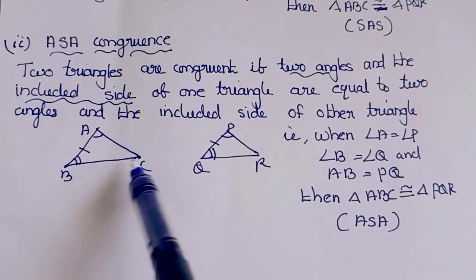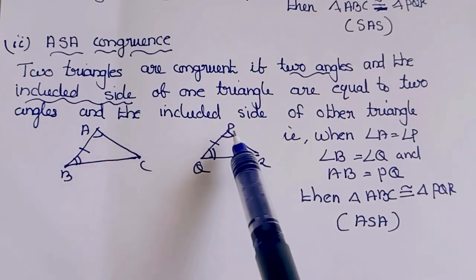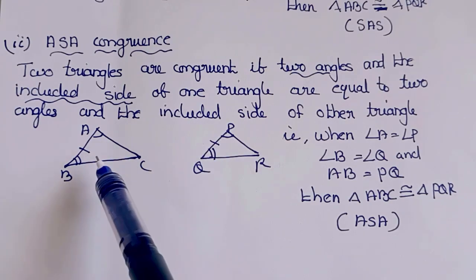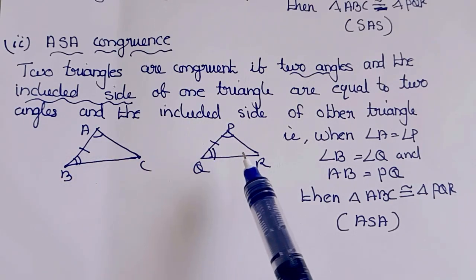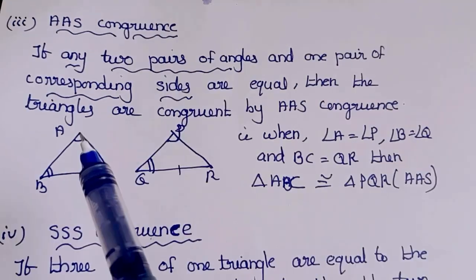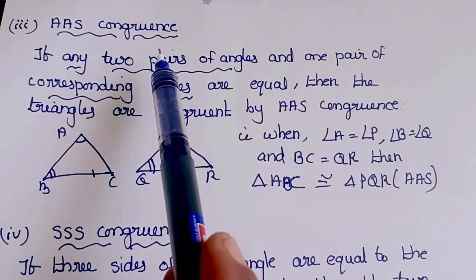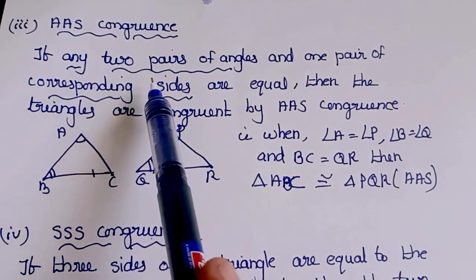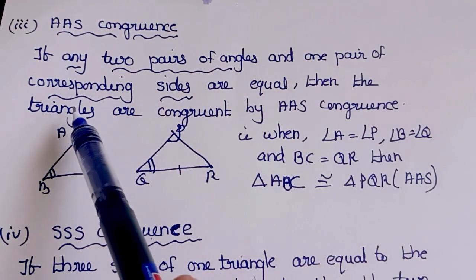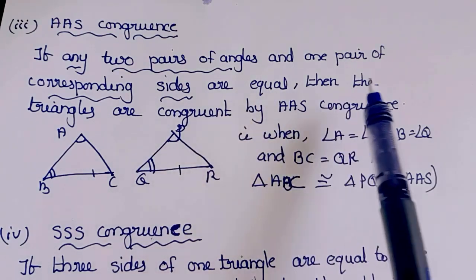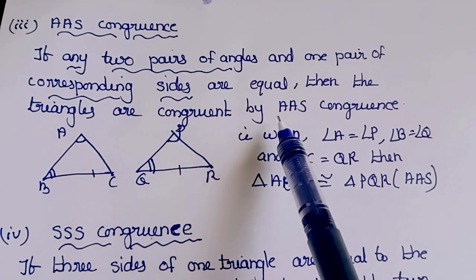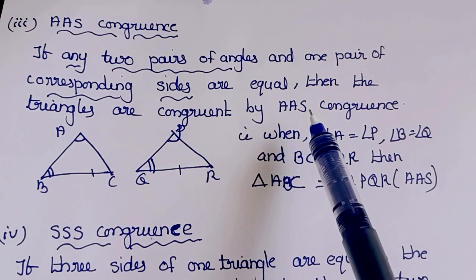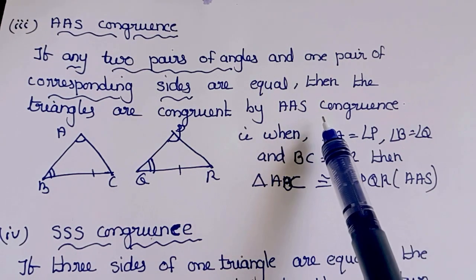Okay, in triangles ABC and PQR, if angle A equal to angle P, B equal to Q and AB equal to PQ, then the triangles are congruent by ASA congruence. Third one, AAS congruence, that is two angles and a non-included side. If any two pairs of angles and one pair of corresponding sides are equal, then the triangles are congruent by AAS congruence. Two angles and non-included side are equal, then they are congruent by AAS congruence.